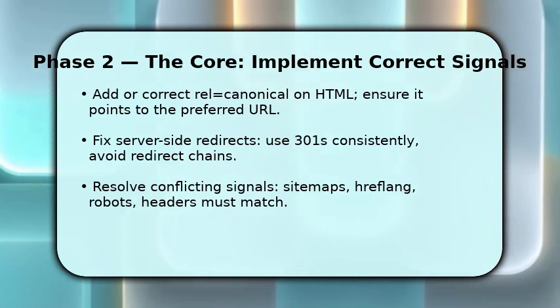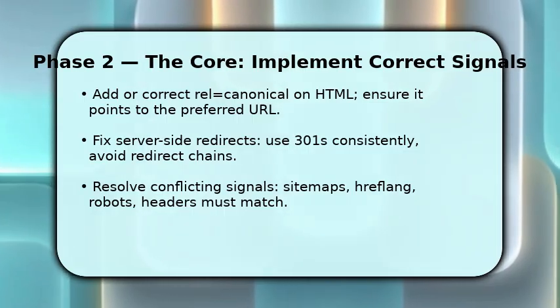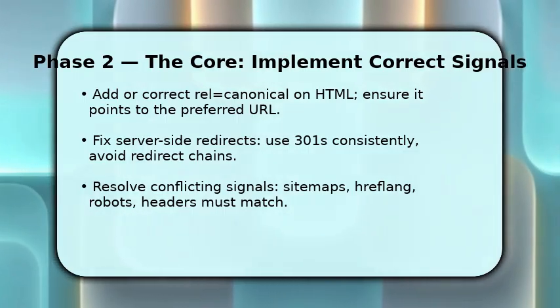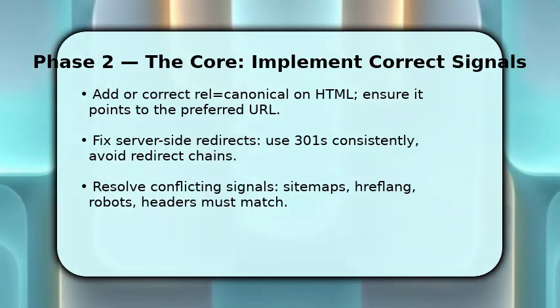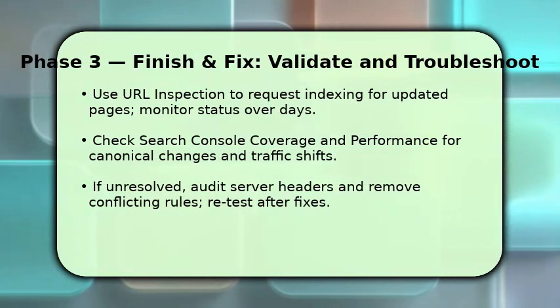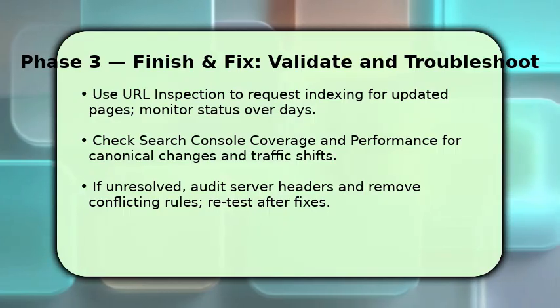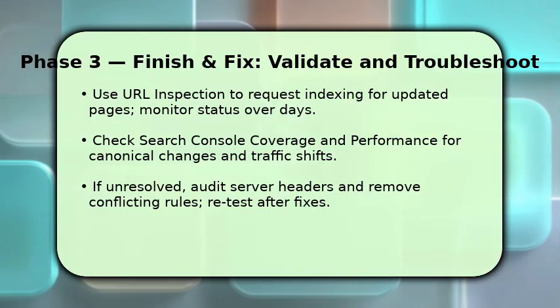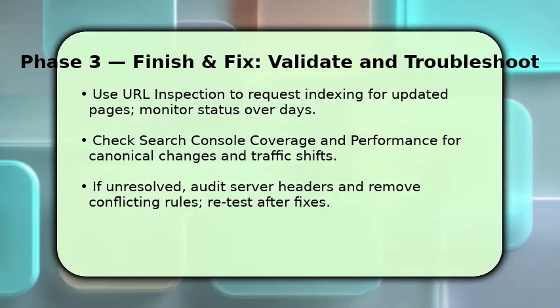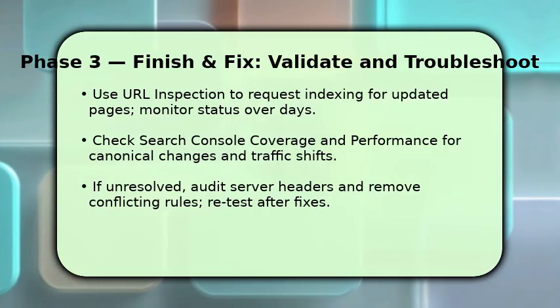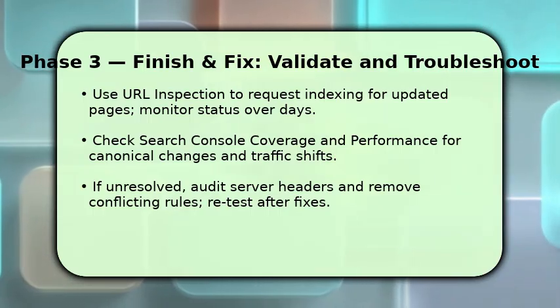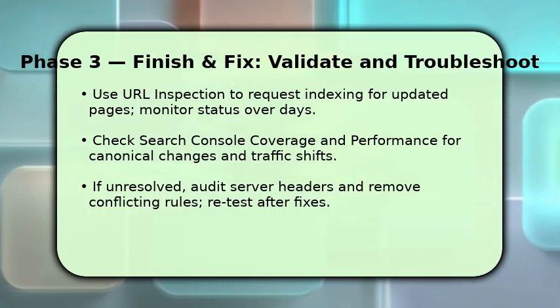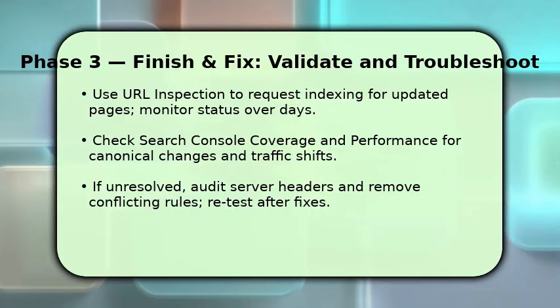If content is duplicate but intentionally separate, differentiate titles and meta to reduce duplicate detection. Finish by validating. Run URL inspection on updated and redirected pages, then request indexing so Google reprocesses your signals faster. Monitor coverage and performance reports over the next 14 days to confirm Google picked your preferred canonical and traffic stabilizes.